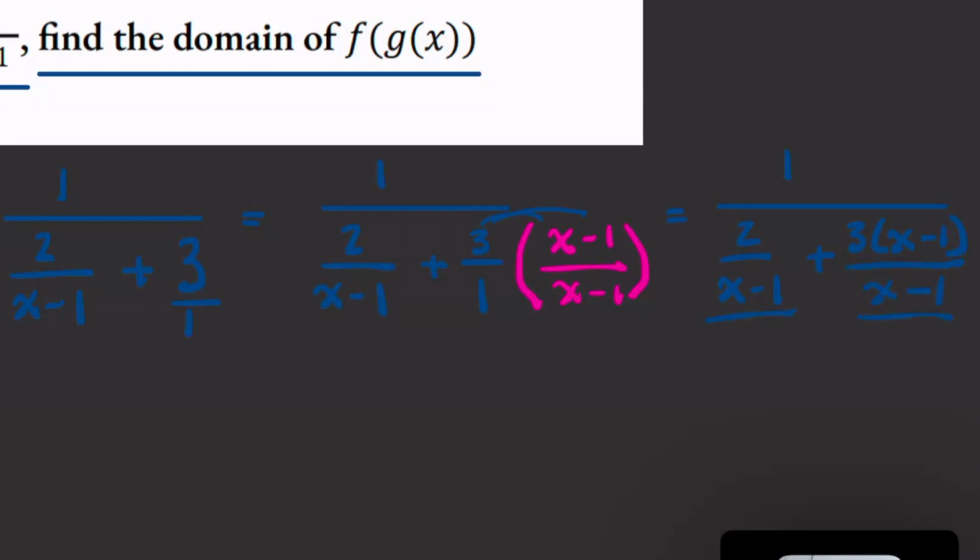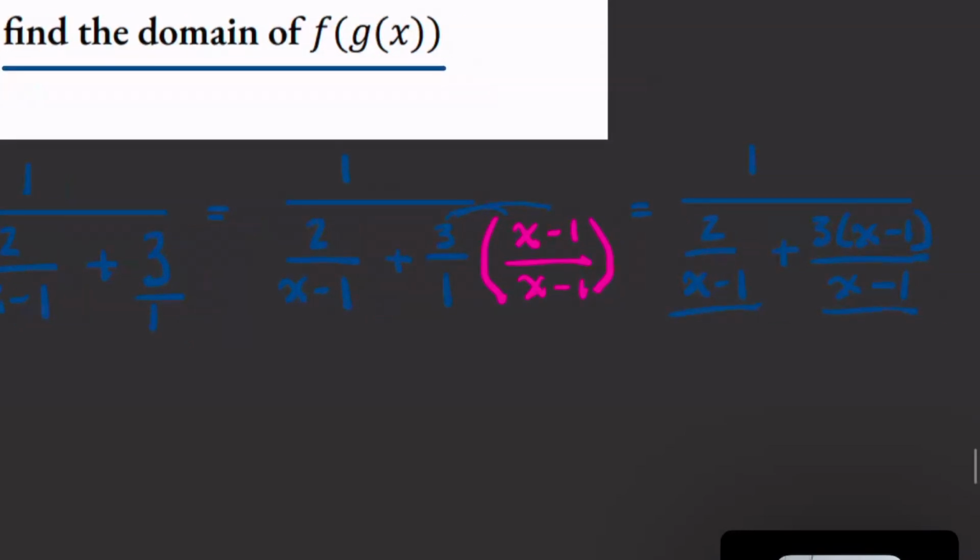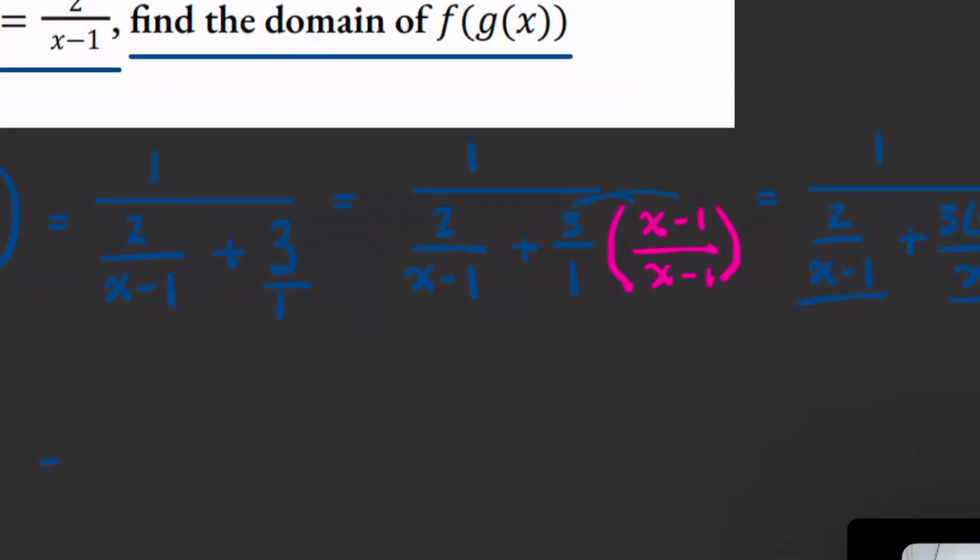Now notice I have the same denominators. Now I can add the top. So that gives me 1 over 2 plus 3 times x minus 1, all over x minus 1. Now I'm going to get rid of this parentheses by multiplying it. So that gives me 2.